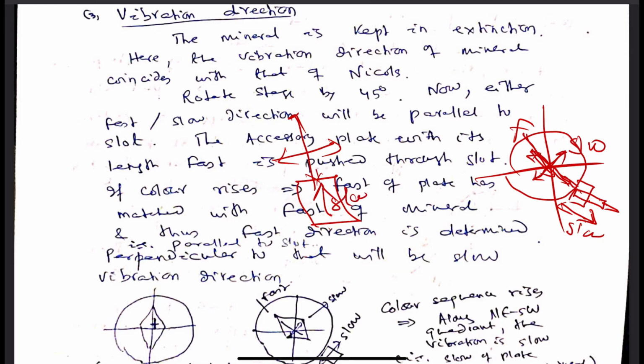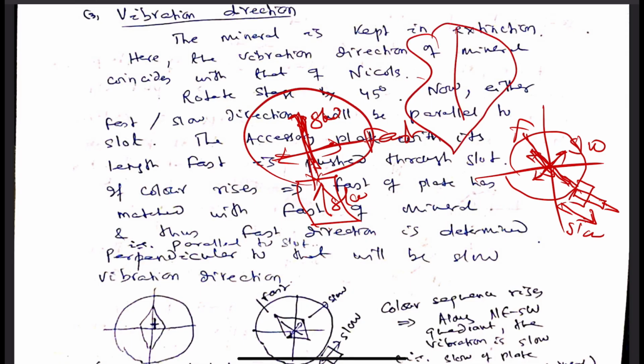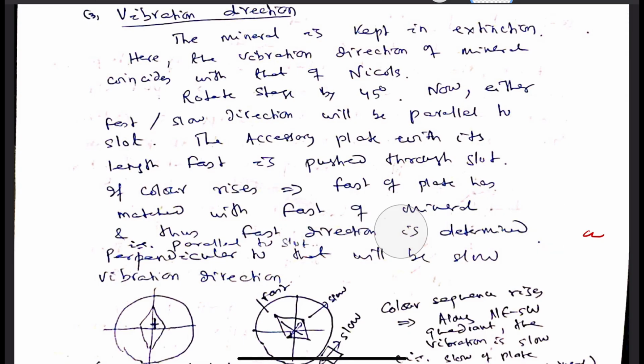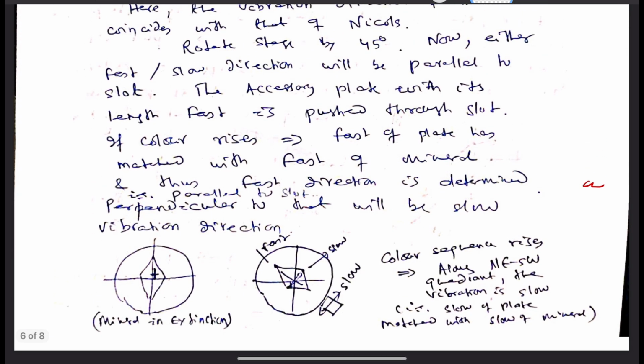If it is slow, if there is rise in color in this condition, then this is slow. Then this will be fast. So this direction is found out in the mineral. So if this is a mineral, then this direction, if it is fast, then the other will be slow. So in any mineral section that we take, its vibration direction can be detected by use of these accessory plates. Similarly, the sign of elongation.